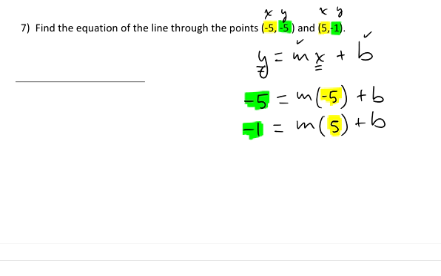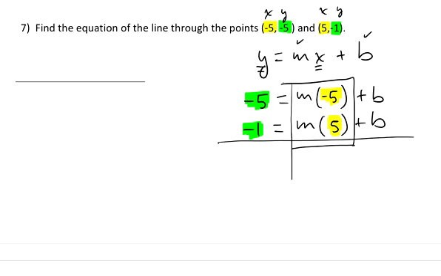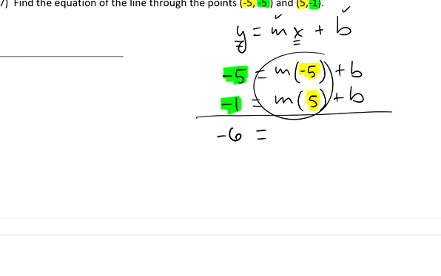Now what's nice about this is it's perfectly set up for solving using elimination, because if you look at my m terms here, they are opposites. I've got a -5m and a +5m in the top and bottom. So if I combine these, on the left hand side I end up with -6. That's what -5 plus -1 is. On the right hand side I ended up getting 0m, right? These cancel out. But I still have the plus 2b, so there's a 2b here.